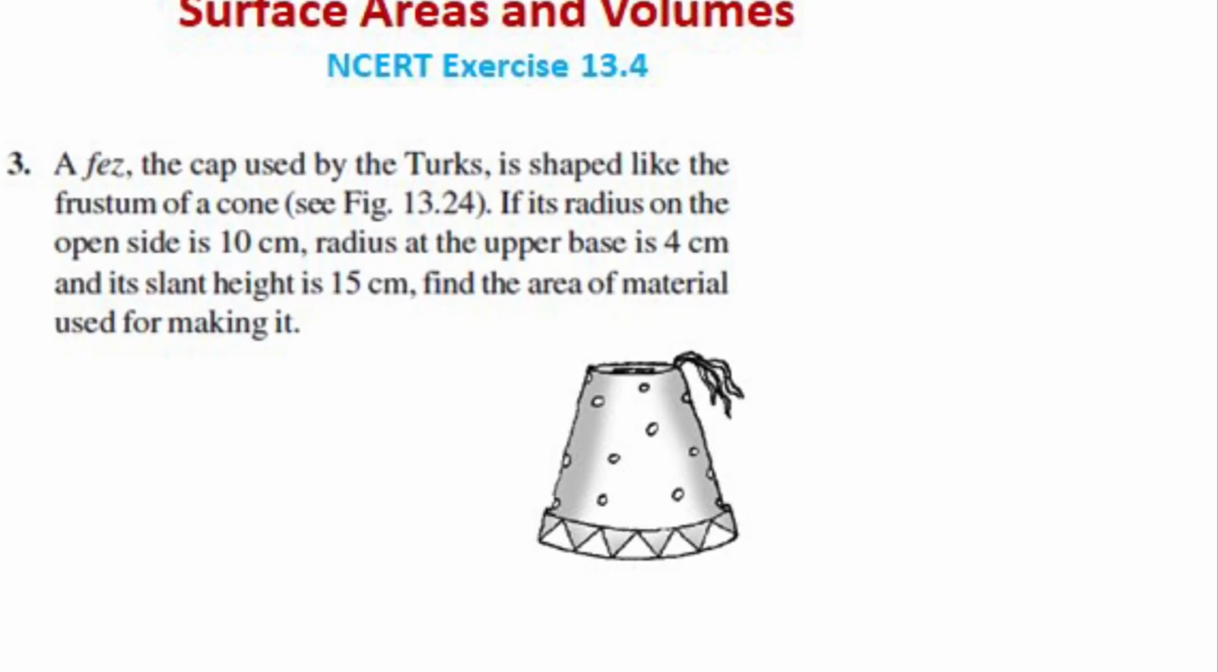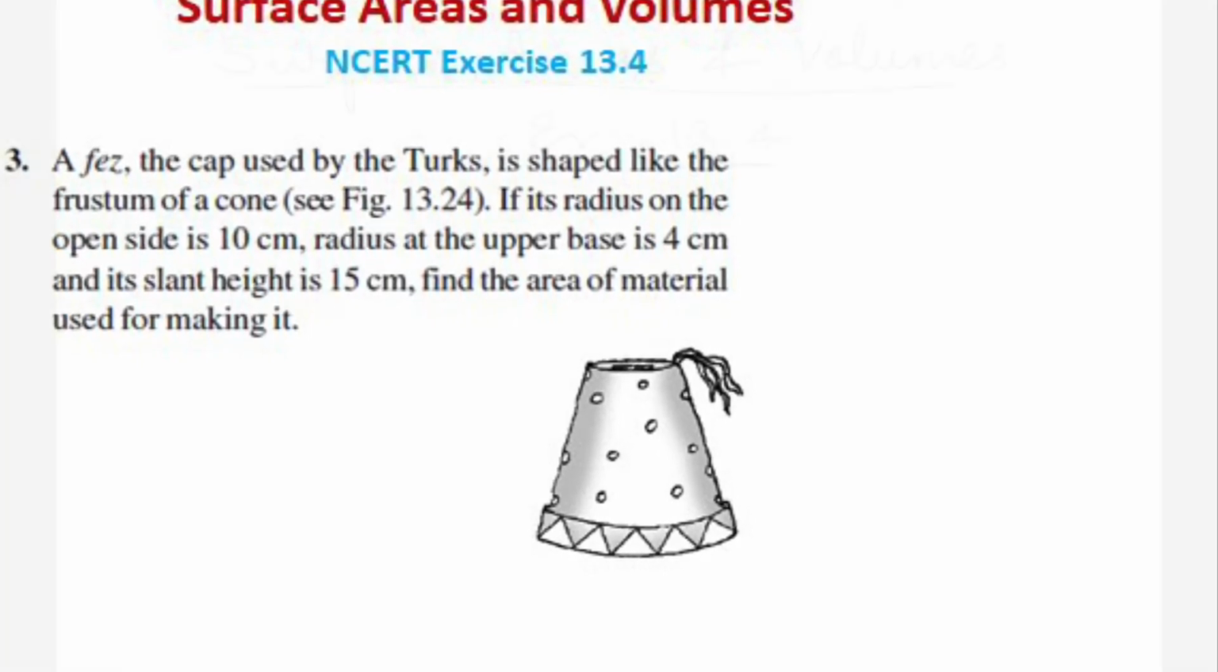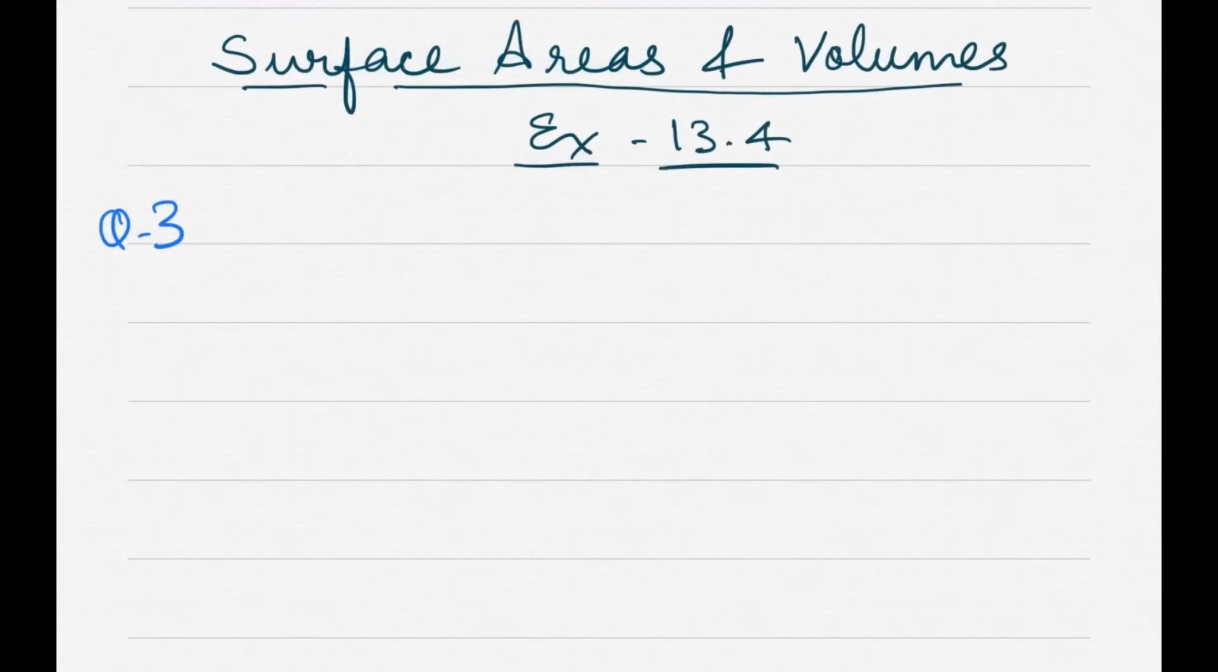So we know the area of the material used will be my curved surface area plus the area of the top, because it is closed at the top. At the bottom it is open, correct? So let's draw the diagram first. So it is like this. Okay, let's put the data.